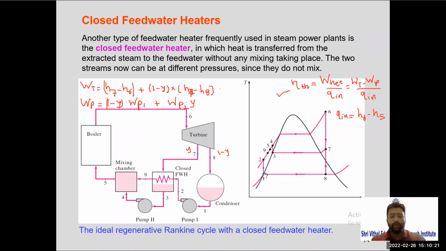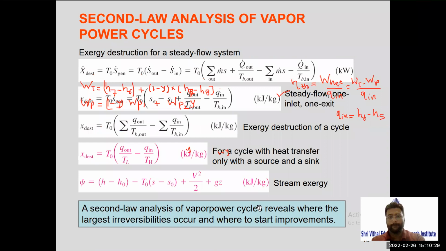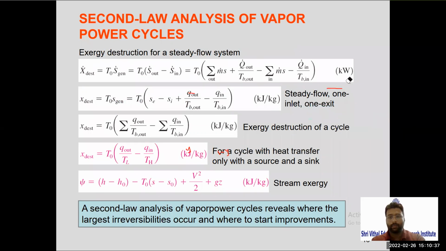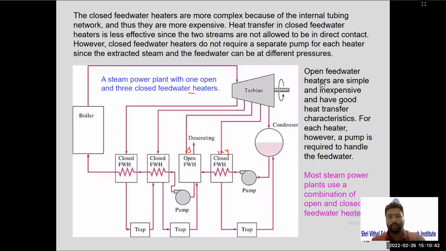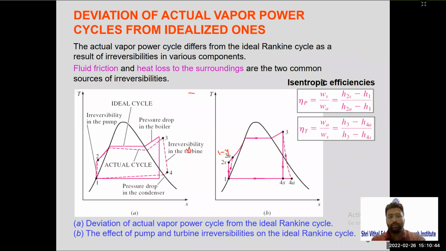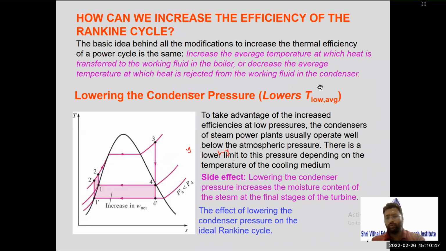Okay. So quickly, I will recap. I hope all have completed this diagram. Quickly, I will recap whatever we have taken today. So today we started with how we can improve the efficiency of a vapor power cycle. First was to lower the condenser pressure. So if the area is increasing, definitely the network is increasing. So efficiency is also increasing.